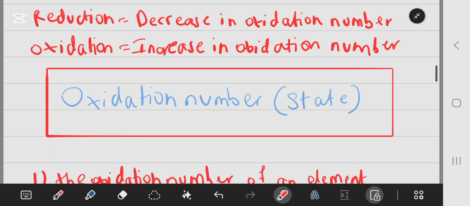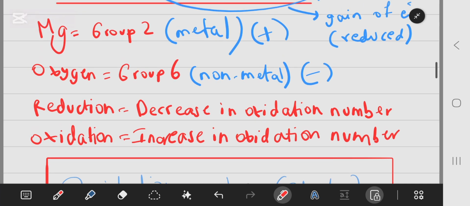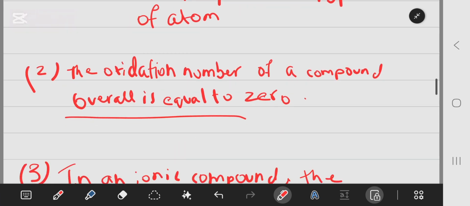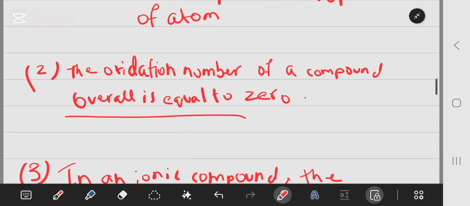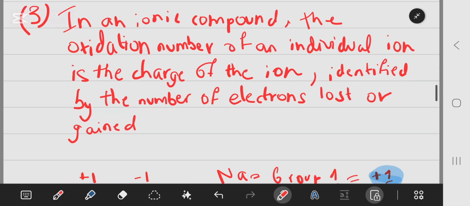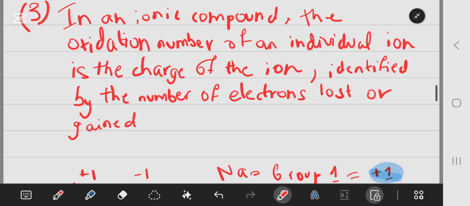Moving on, we discussed oxidation numbers for the first time. The number 1 rule was that the oxidation number of an element is always equal to 0. So whenever you find an element in a reaction, always write 0 on top to write down its oxidation number. As for a compound, the overall oxidation number of a compound is always equal to 0. And the third point, in an ionic compound, the oxidation number of an individual ion is the charge of the ion, identified by the number of electrons lost or gained.